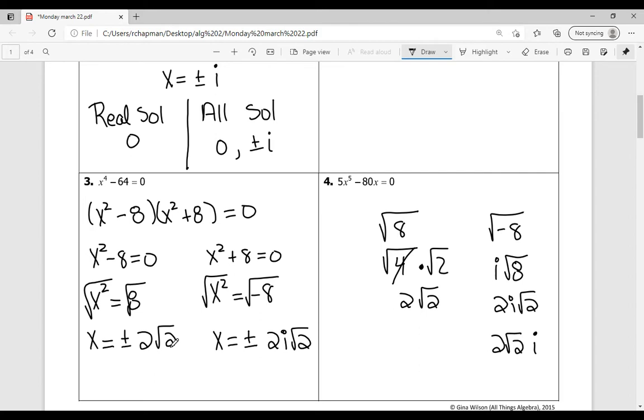So I have 2 real, 2 imaginary, grand total of 4. So the exponent dictates how many answers, real, imaginary, all added together, that you should get. So we have 2 answers here, 2 answers here, grand total of 4 answers. Okay.